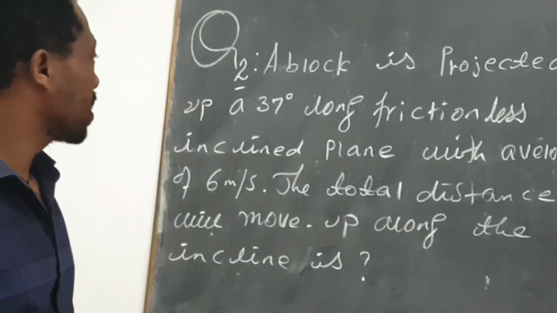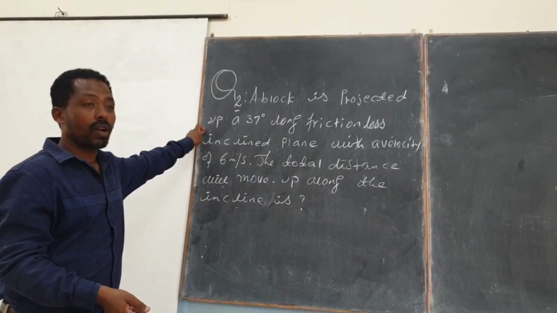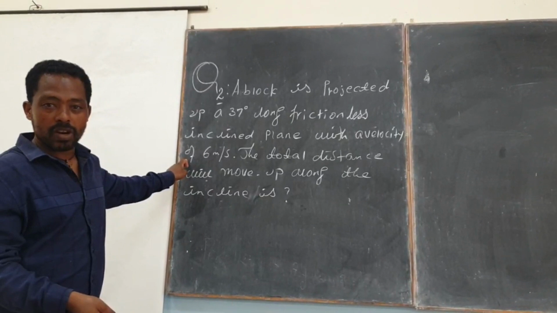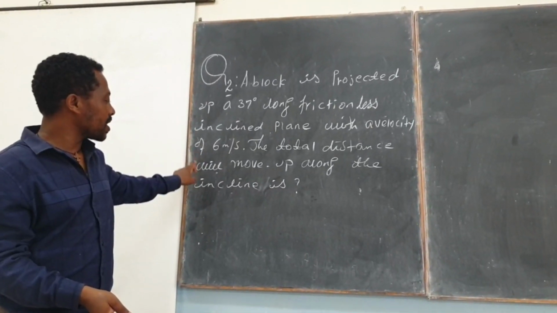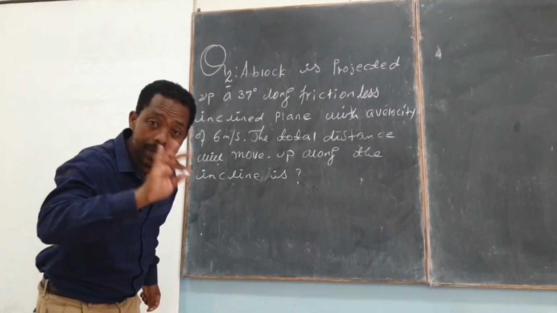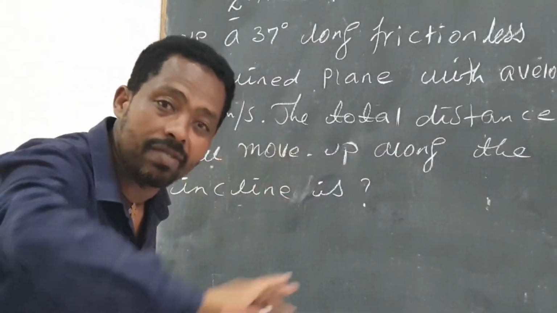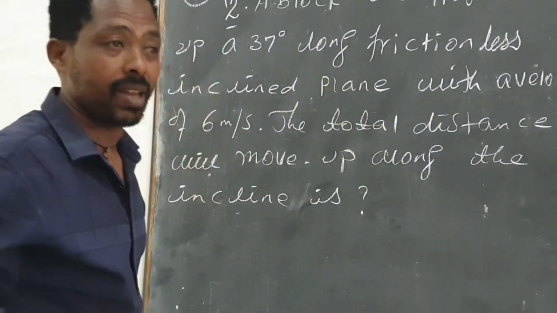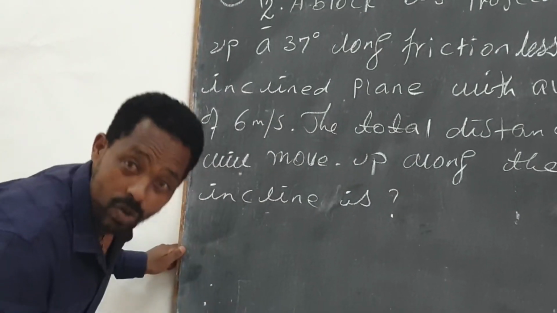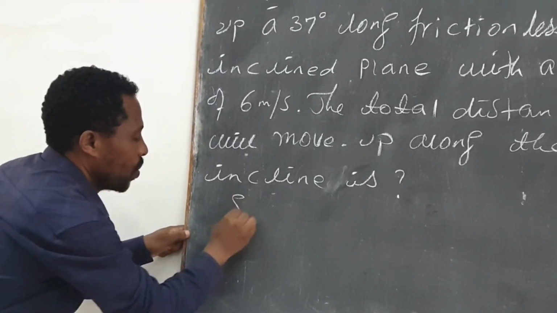It says a block is projected up at 37 degrees along a frictionless inclined plane with a velocity of 6 meters per second. We are asked to find the total distance covered by the object along the inclined plane. Thus, my dears, can we do it together please? Great. Now, the solution.